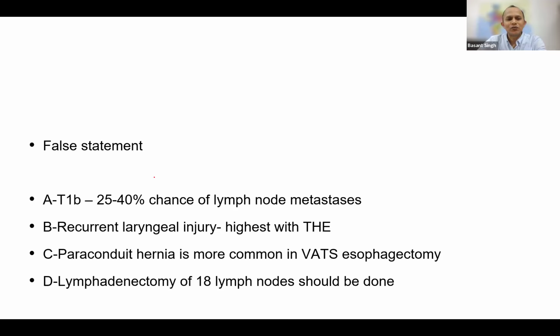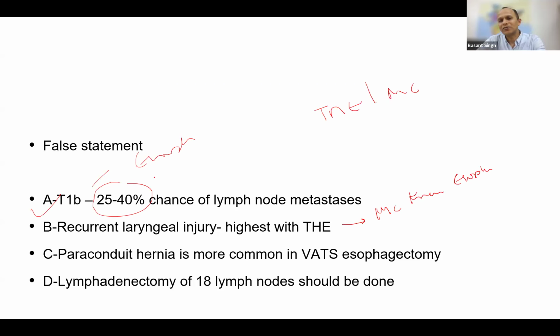So T1B, that is true. Around 40% chance of lymph node metastasis, that is why we do esophagectomy here. We don't do endoscopic resection. Recurrent laryngeal nerve injury is highest with your McKeown, not THE. So how is THE different from McKeown? In McKeown we do a thoracotomy also. And basically your three-field clearance that we do with McKeown, we cannot do three-field clearance with your Ivor Lewis.